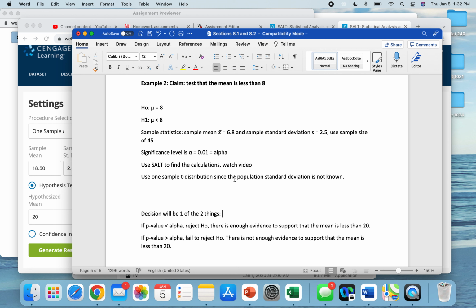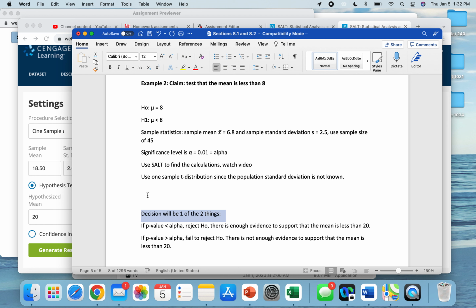When you look for that p-value, what you're comparing it to is alpha. Alpha is the significance level. Significance level is this Greek letter alpha, and it is given to you. That's what you compare your p-value to. You only have one of these two things, exactly like that. There's no other wording that it would be.